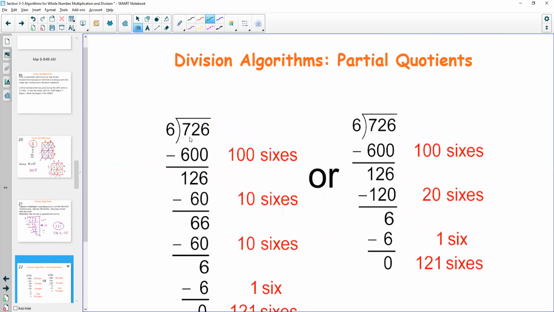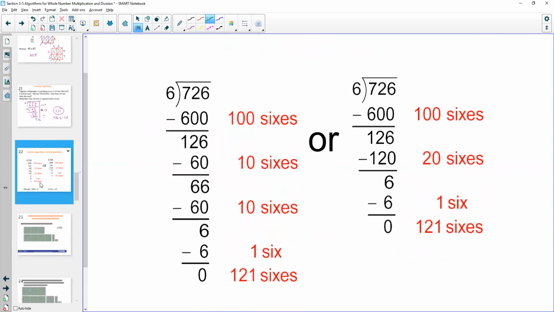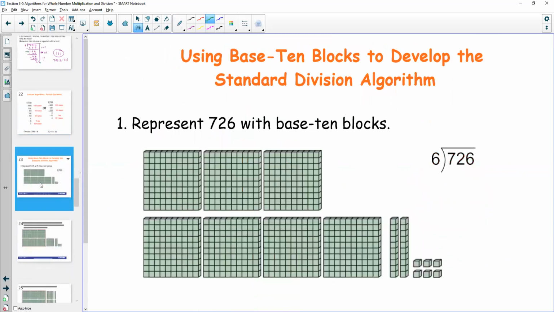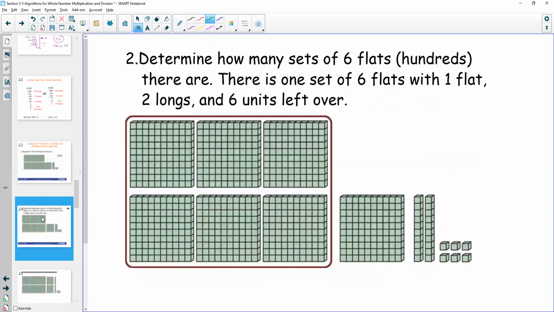So here's what it looks like. I did 100, 10, 10, and 1. I could have done 100, 20, and then 1. Either way, I get to the same place, okay? You can do this all in base 10 blocks. It's a bunch of slides here. I'm going to flip through them. Take some time and think about this. You might pull up the PDF version of these to look through them. We're not going to spend a lot of time talking through it.